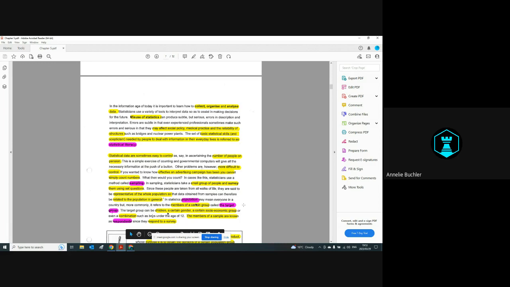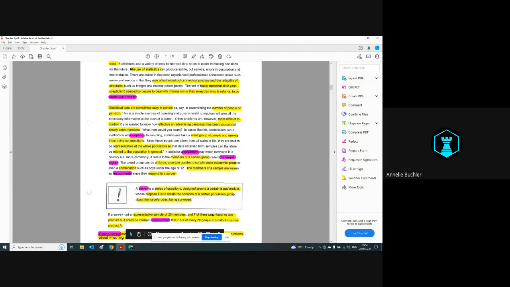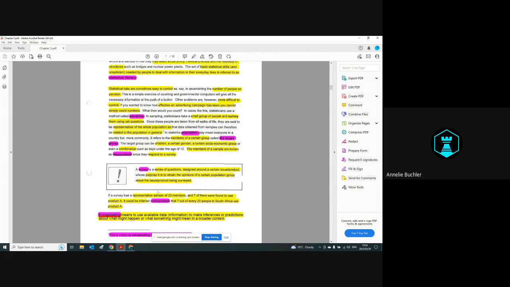Okay. Members of a sample, or let's say people who's completing your survey, is respondents because they respond to a survey. Okay. We all know what a survey is. It's a series of questions designed around a specific issue or product. So this is just, again, definitions. I marked it for you, and I marked the answers in yellow. It's good that you also mark that in your file and that you know the definitions, because you can definitely get these.